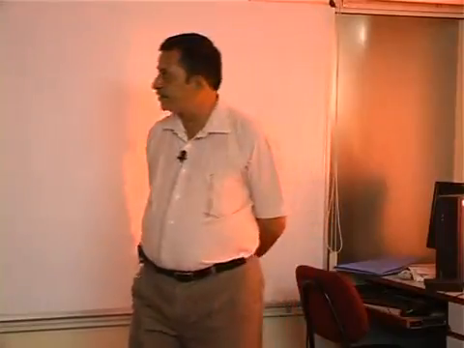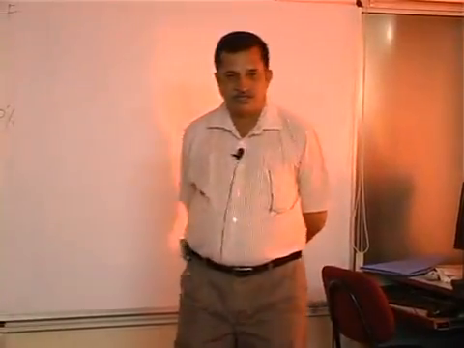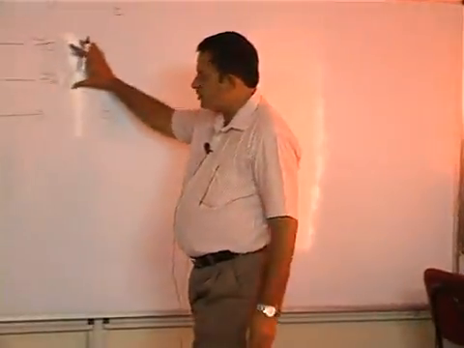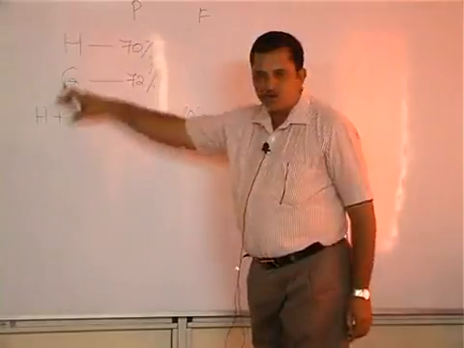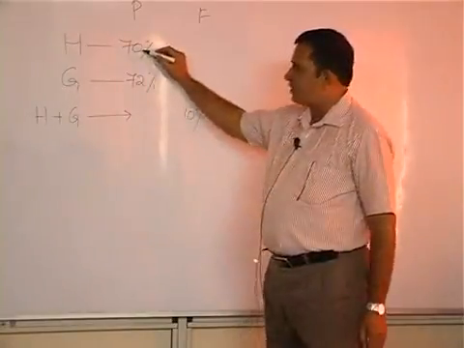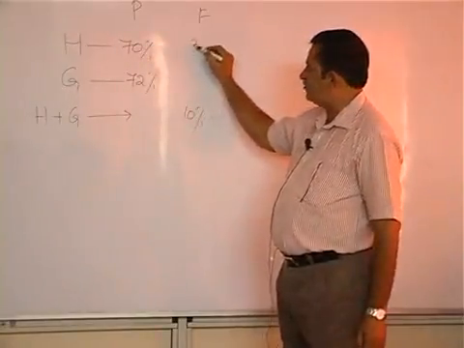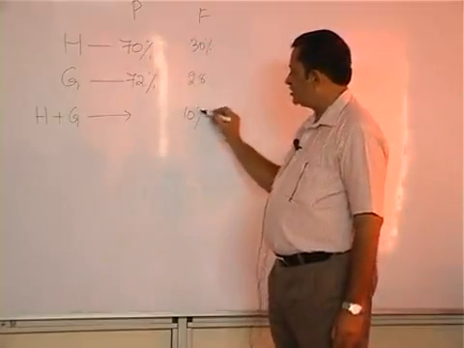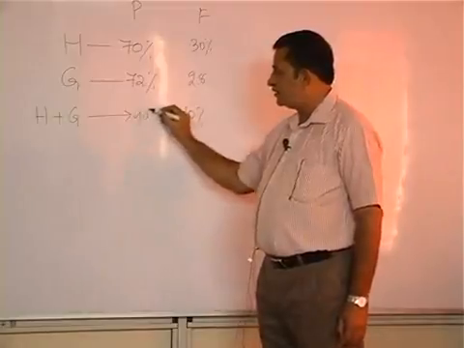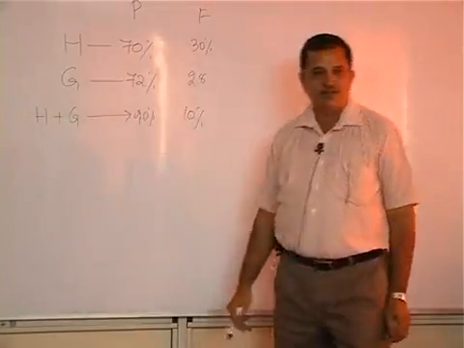See here, whenever in an examination he gives two values, this one value is failed. You fill up the total box here. 70% passed in history means how many failed? 30. 28. 10% failed means how much passed? 90%.